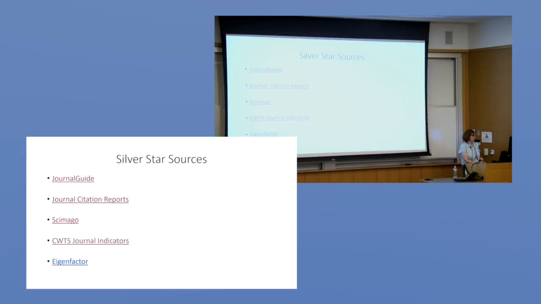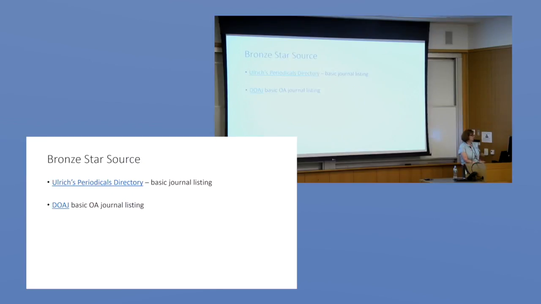I'm going to scoot quickly through the rest because I don't want to take too much time. Ulrich's, does everyone know Ulrich's? I always introduce it as the librarian's Bible of journals. It has everything. Actually, it doesn't have everything, but it has most journals that are actively published. And it's not free. Your institution has to subscribe to it, but most institutions do. It doesn't cost very much. It is a great place to look for basic information.